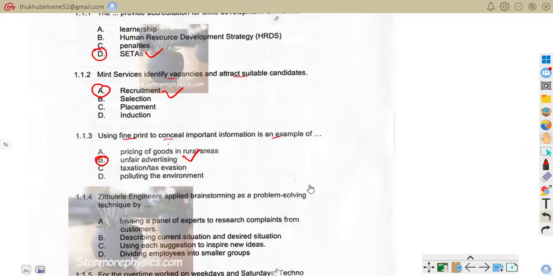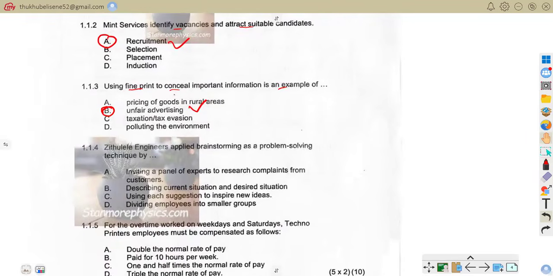So now let us go to 1.1.4. 1.1.4 says Situlele engineers applied brainstorming as a problem-solving technique by inviting a panel of experts to research complaints from customers, describing current situation and design situation, using its suggestions to inspire new ideas, dividing employees into smaller groups. So the correct answer is C. Using its suggestions to inspire new ideas.